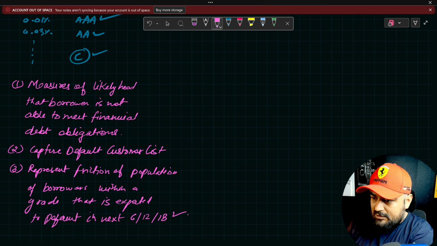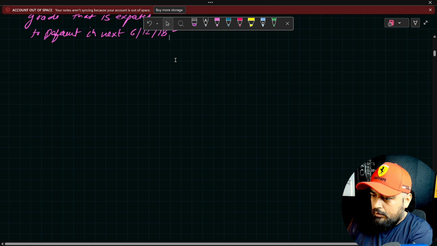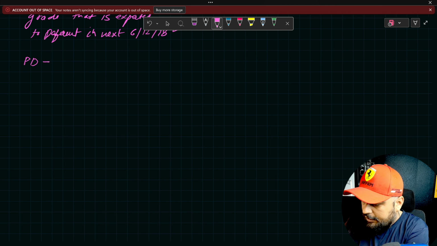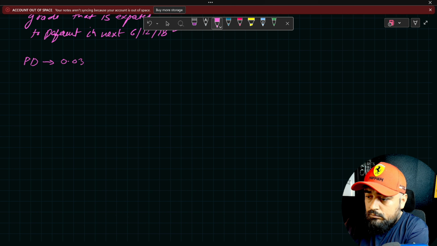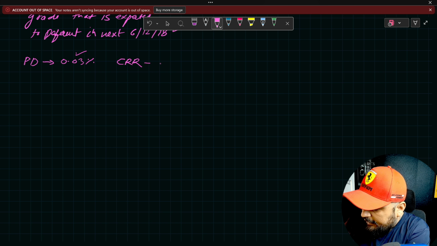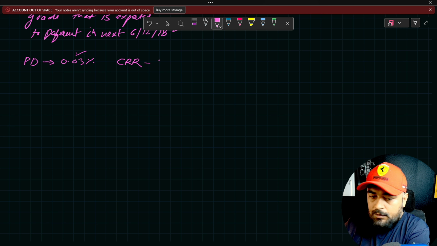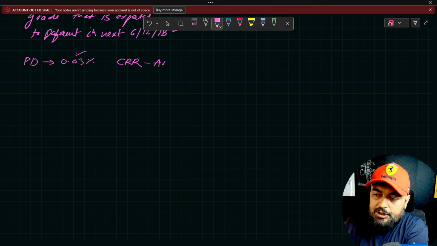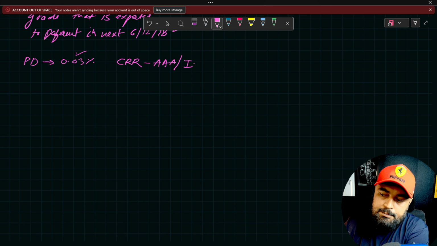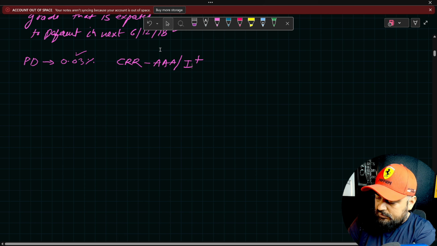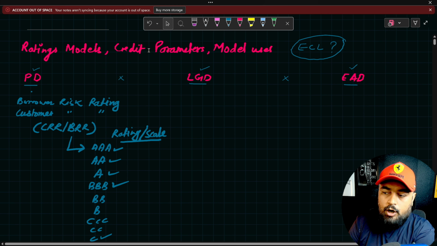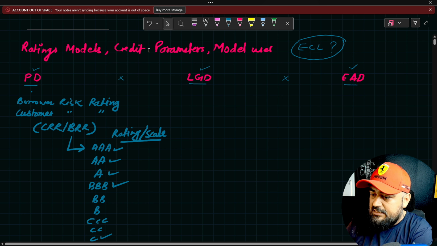Now one more thing to understand here is, always remember PD will always be in this form. This is just one example, okay? And the CRR rating will always be under a kind of bucket. It can be anything, so AAA. Some banks will say I plus or anything like that, okay? So this is all about the PD model and BRR. Now let's talk about LGD.